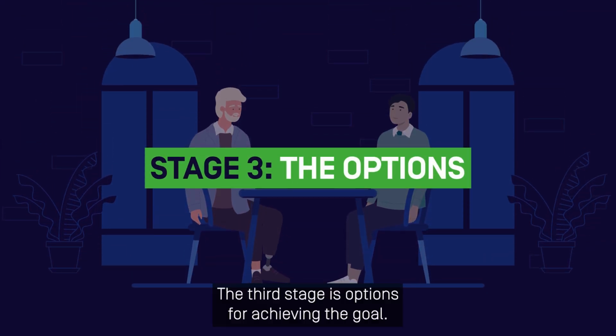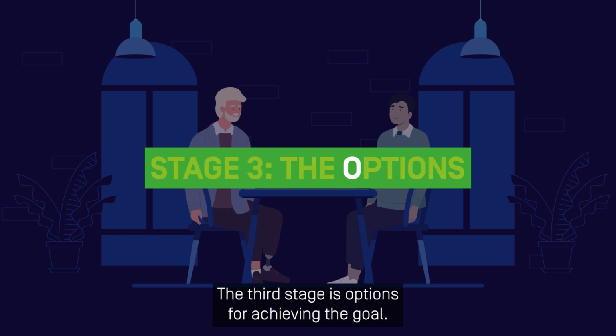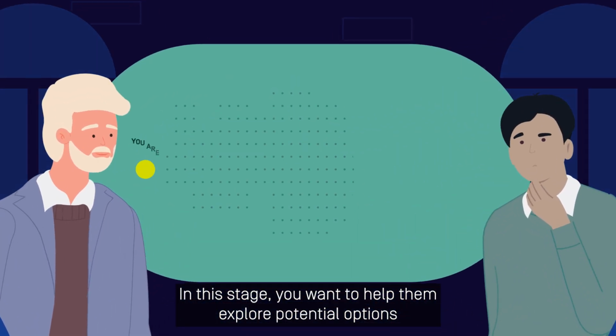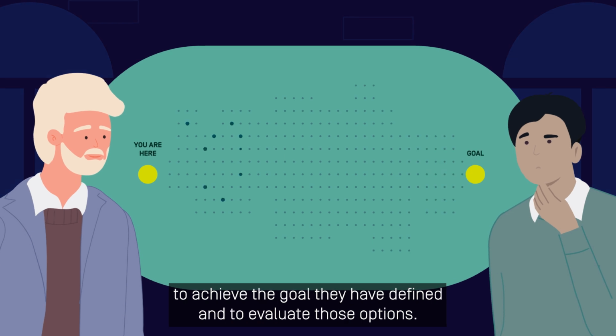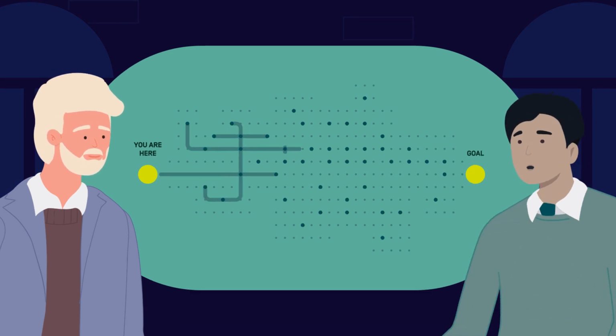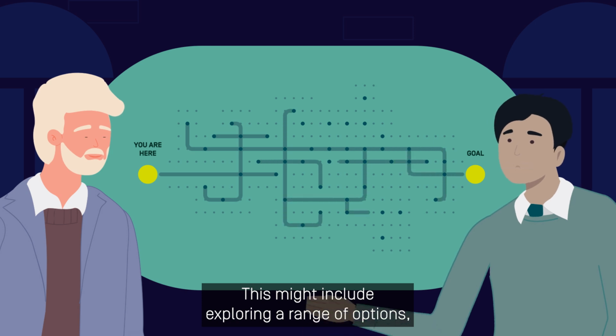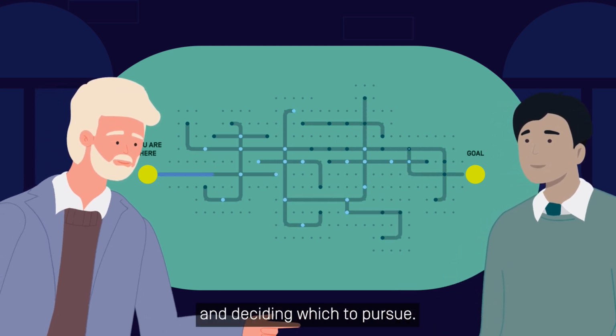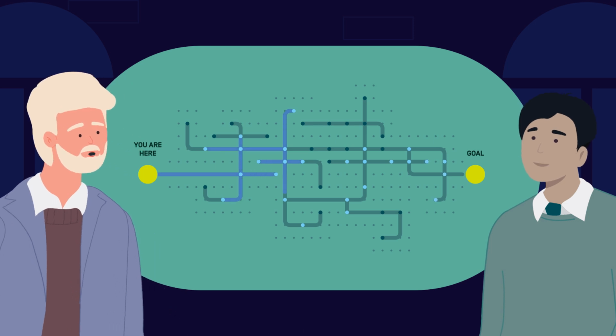It will also help them be realistic, so be prepared to challenge any assumptions or misconceptions evident in the coachee's self-assessment. The third stage is options for achieving the goal. In this stage, you want to help them explore potential options to achieve the goal they've defined and to evaluate those options. This might include exploring a range of options, evaluating them to see which are feasible, and deciding which to pursue.